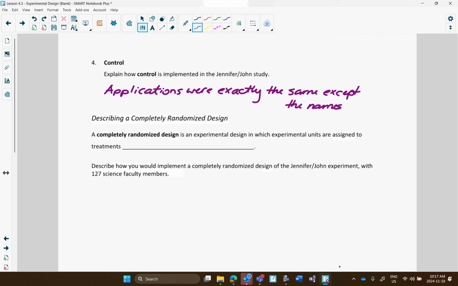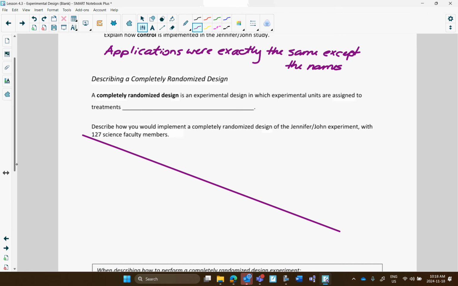So those are the four components. Okay? We want to be able to compare groups. We want to randomly assign treatments to those groups. Okay? We want to have a sufficient number in the treatments. And we want to control everything as much as we can, control for any factors that might lead to confounding. And when we do that, we come up with what we call a completely randomized design. Okay?